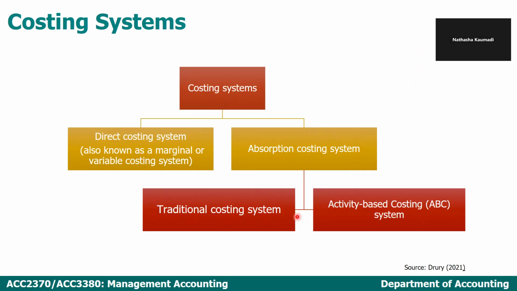In the first part of our tutorial, we discussed what the traditional absorption costing system is and what the activity-based costing system is. Then we discussed traditional absorption costing and did the tutorial question as well. As a continuation of that question, we are going to discuss the ABC system, or activity-based costing system, today. So that is our purpose.